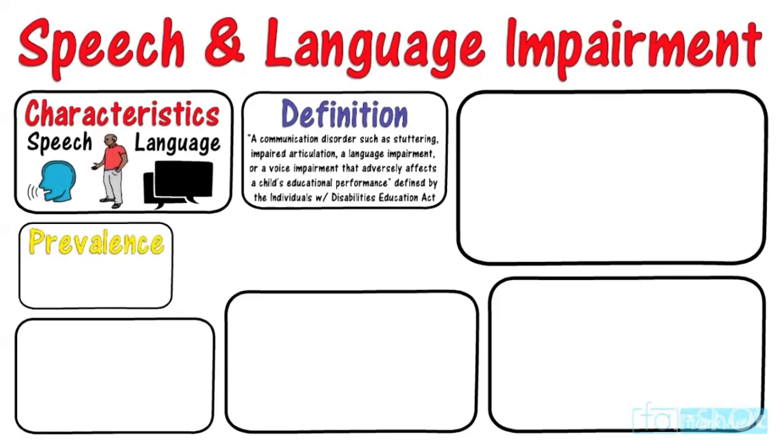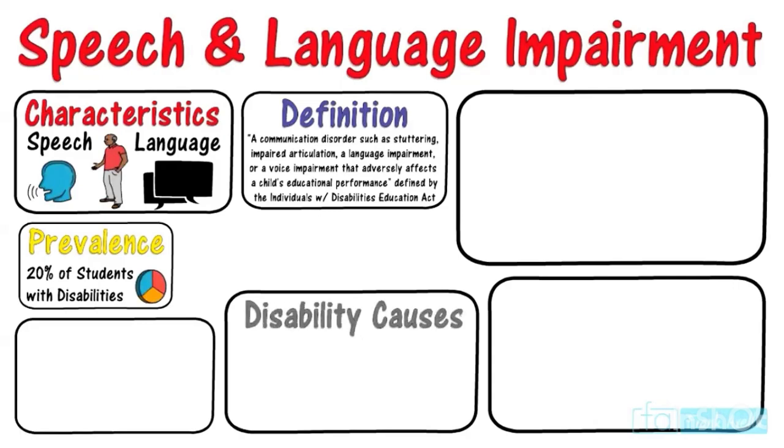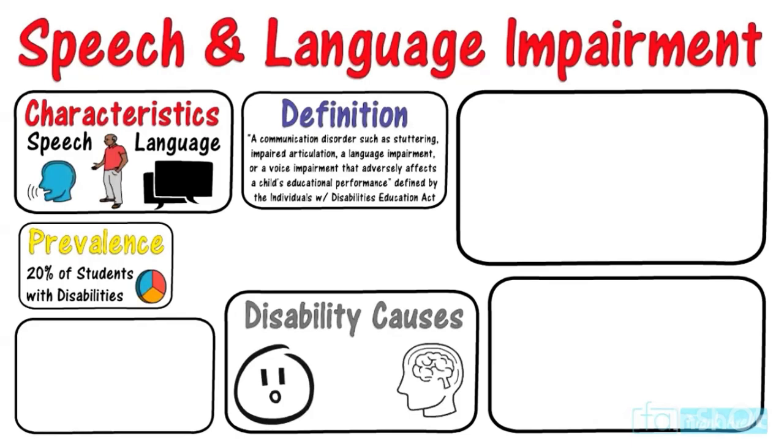Now, let's take a look at how prevalent the disability is among students classified as having a disability. According to a recent study, speech-language impairments make up about 19 to 20% of students receiving special education services. Next, it's time to look at some of the causes of speech and language impairments. Common causes of this impairment are both cleft lip and palate. There are many other possible causes such as intellectual disabilities, neurological issues, brain injury, hearing loss, drug abuse, and sometimes the causes are actually unknown.